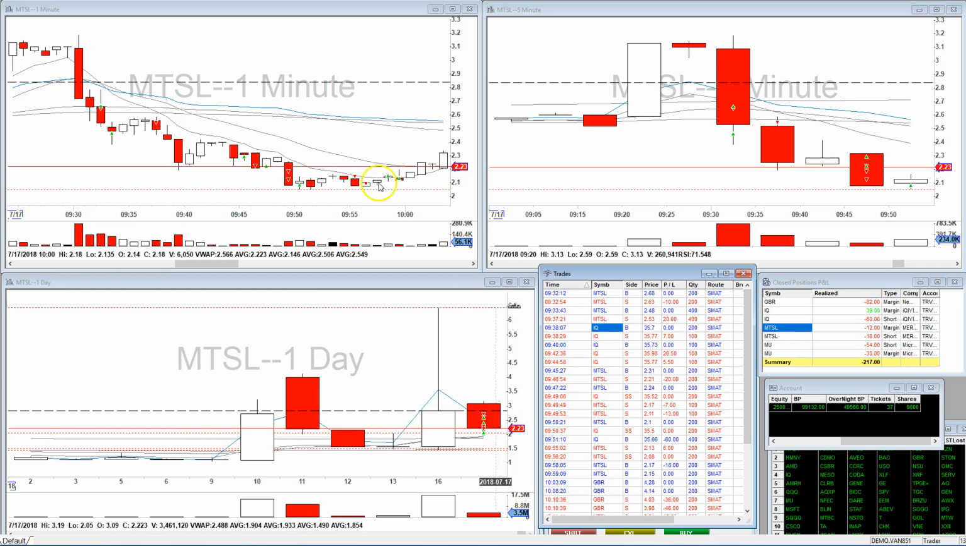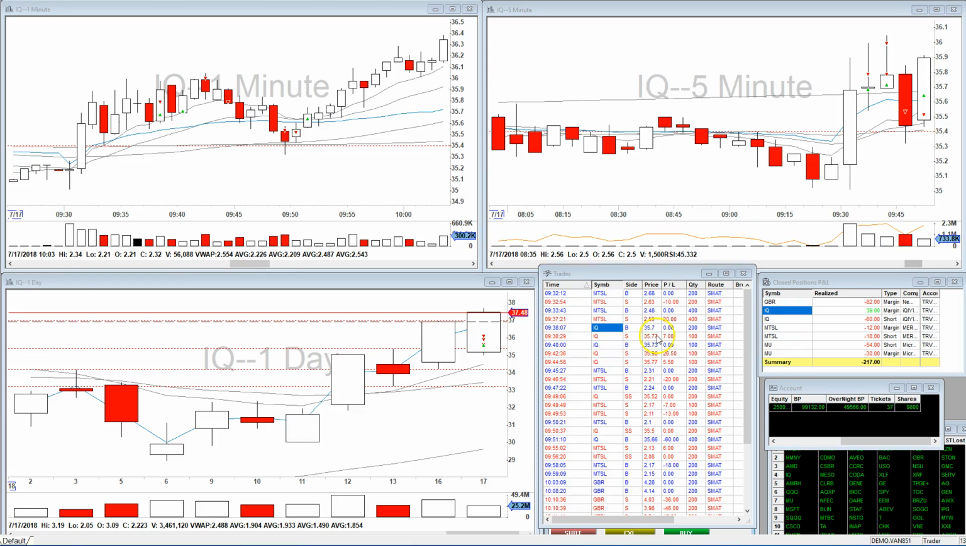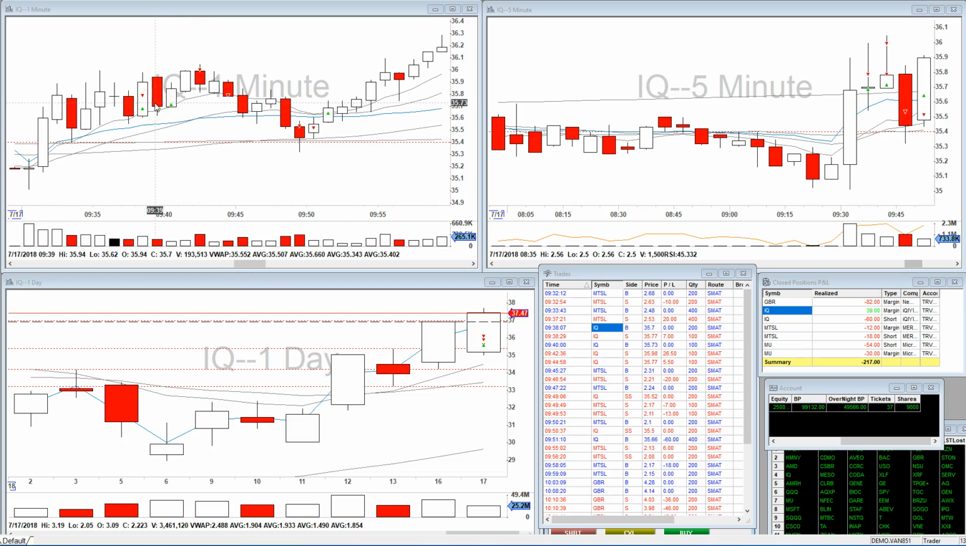Then I jump into IQ. Let's see IQ. The first trade was on the long side at 35.7, 35.7 right here. I long it here, and I sold half my position here.